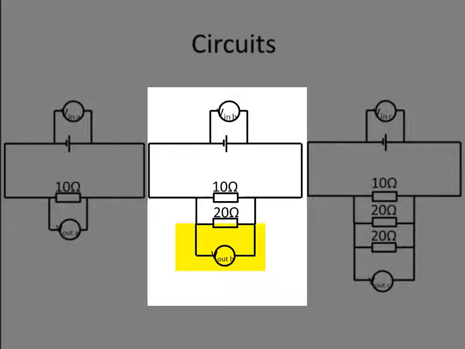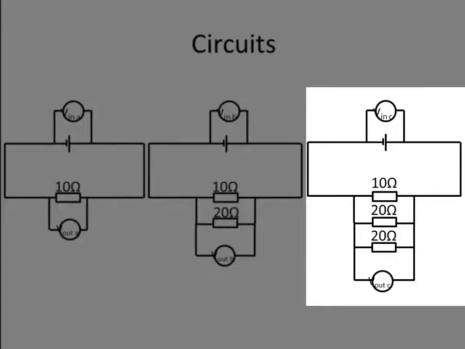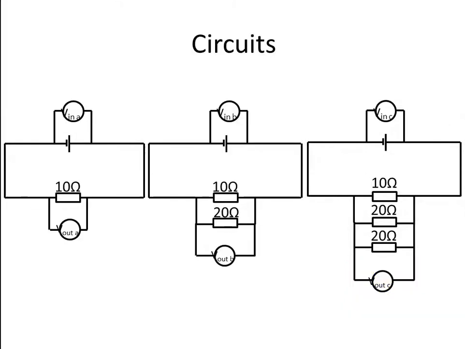And then we're also going to measure individually just across the 10 ohm and just across the 20 ohm and across both of them in parallel. In the third circuit, that 10 ohm resistor is in parallel with 2 other branches, each of them being 20 ohms. So we have 3 parallel branches there. And again, we're going to measure the potential difference across each of those branches and across the circuit as a whole.